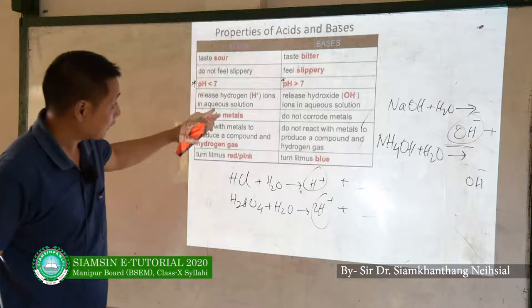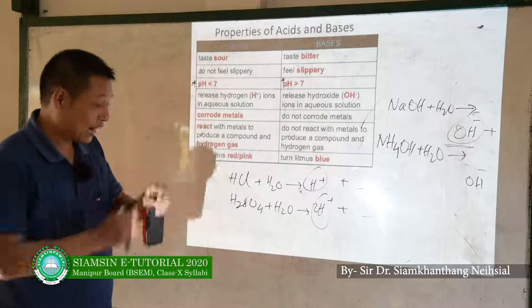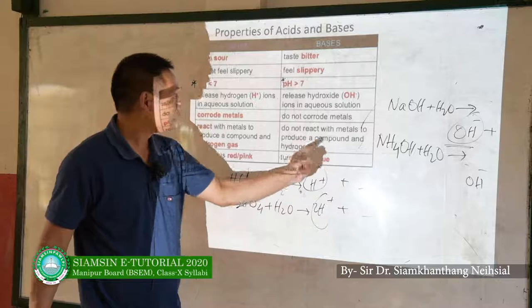Acids corrode metal: they react with metal to produce a compound and hydrogen gas. In the case of bases, they do not react with metal.